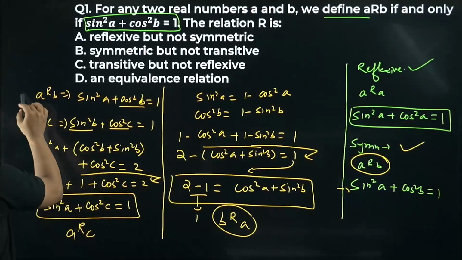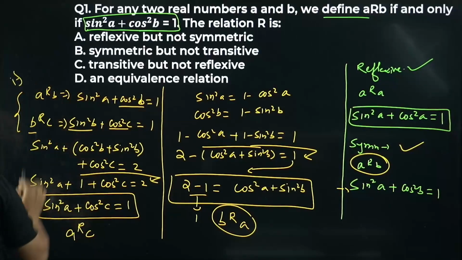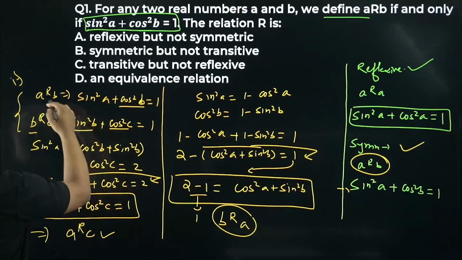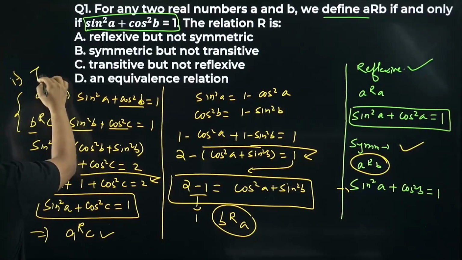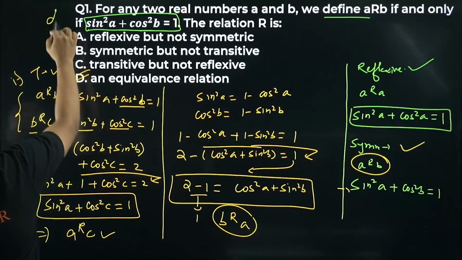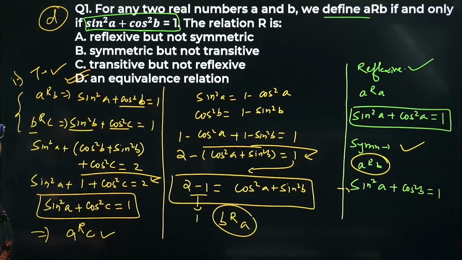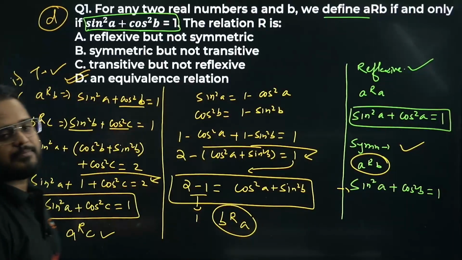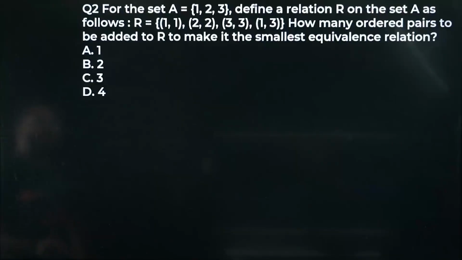It means when this is true, which is the if condition, then this is also coming true. Hence transitive also is correct. What do we get? Option D is correct. Good question? Yes, please check. Question number 1 is done. Let's move on to question number 2.